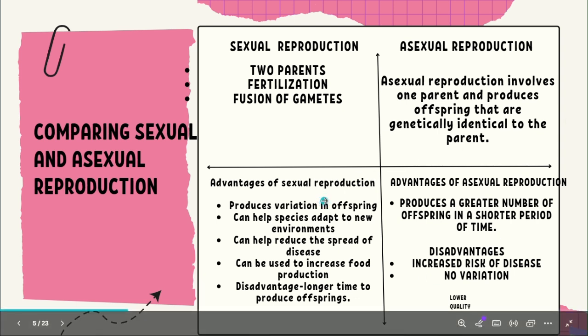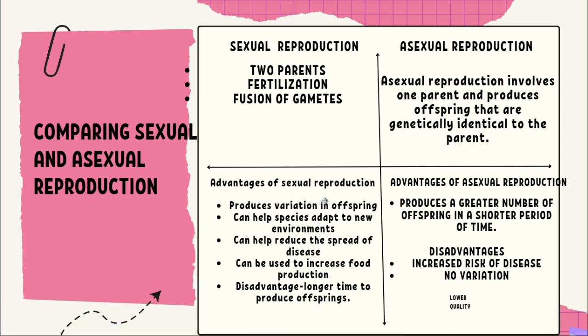But look at it like this. If there is no variation in asexual reproduction, and let's just say that there's a disease, and this plant is not, what should I say?